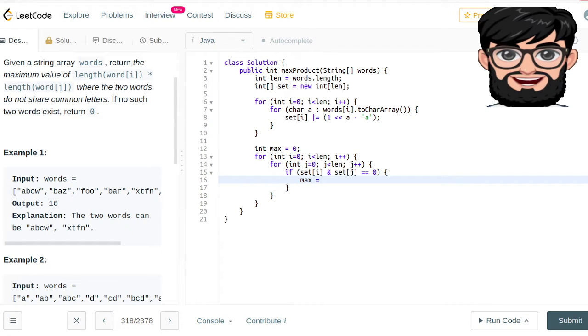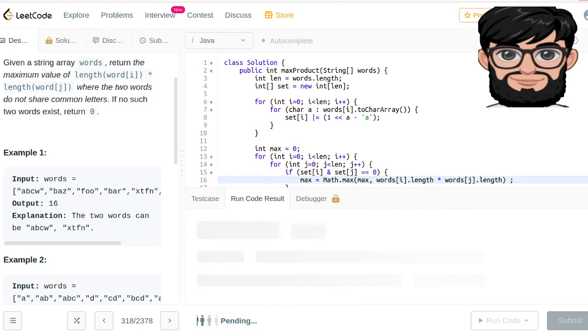If that is the case, we're going to update our max by saying Math.max of the max or words of i dot length multiplied by words of j dot length. That should do it. Return the max.